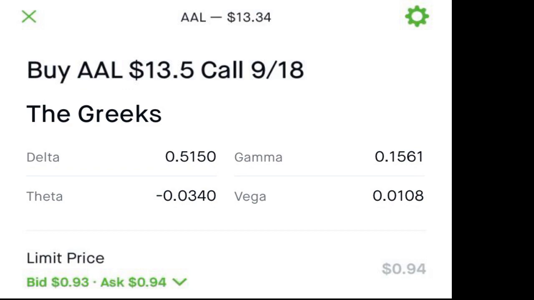So basically the delta is what brings that 0.94 premium up. It determines how much the premium will go up if the current stock price goes up $1. The gamma shows you how much the delta will go up if the current stock price goes up $1. And then the theta shows you the time decay if everything holds constant. And then the vega shows you where the premium will go if the implied volatility goes up 1%. So that's kind of how the Greeks work.